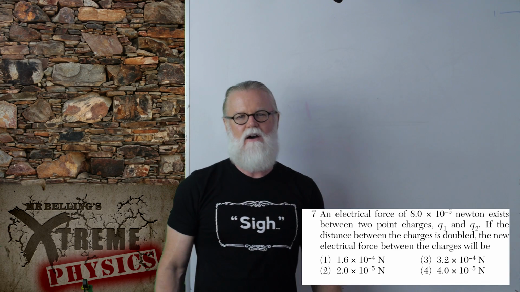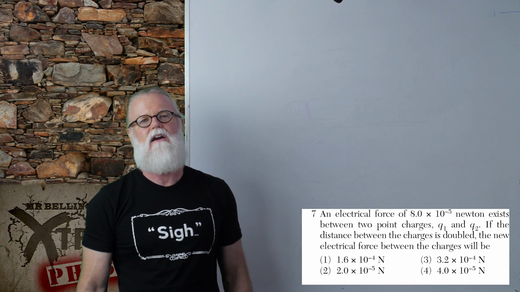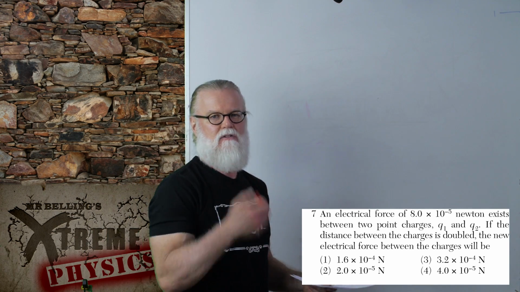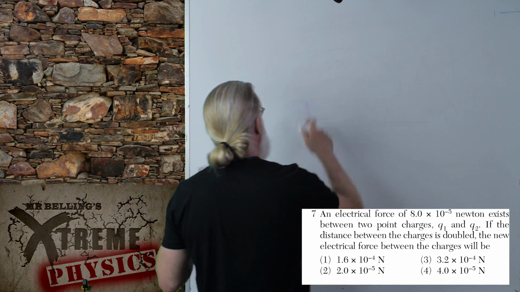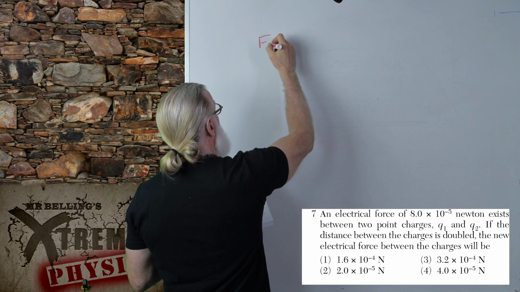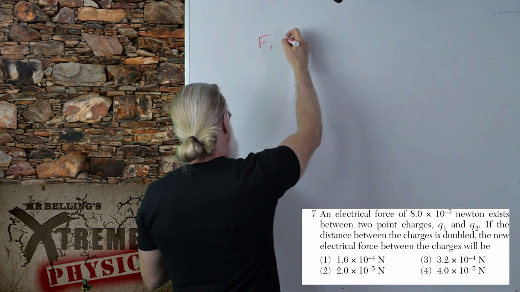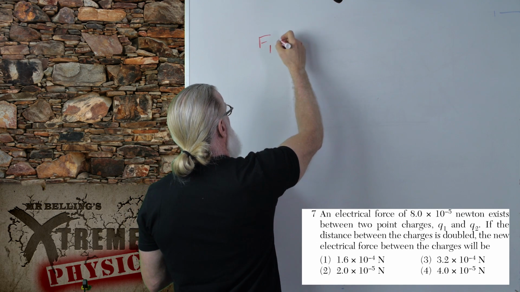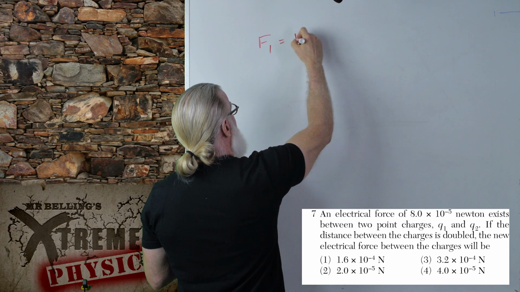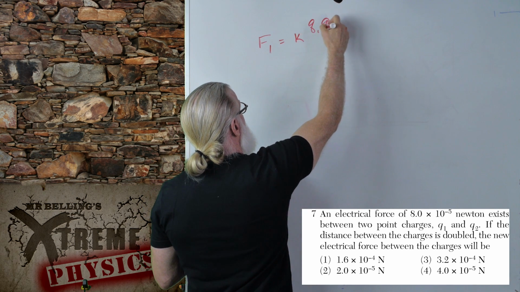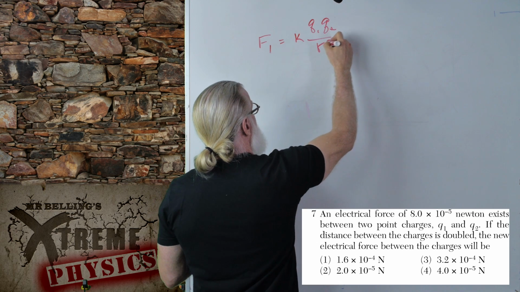All right, this is kind of like proportional thinking here. What we want to do is set up 2 situations. First situation, the force of gravity. Oh no, this is an electrostatic force. But anyway, it doesn't matter. F equals k Q1 Q2 over the distance between them squared.